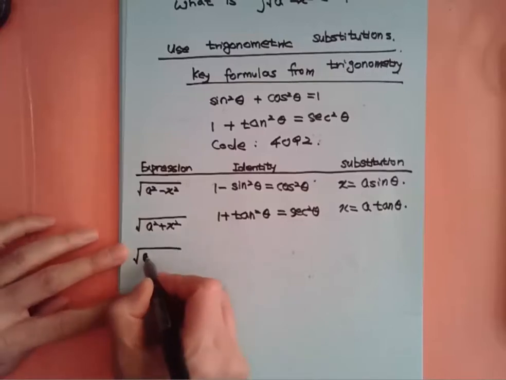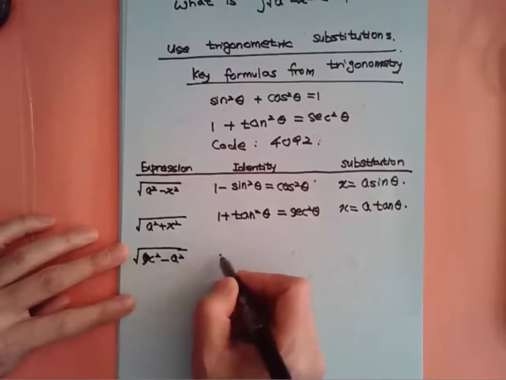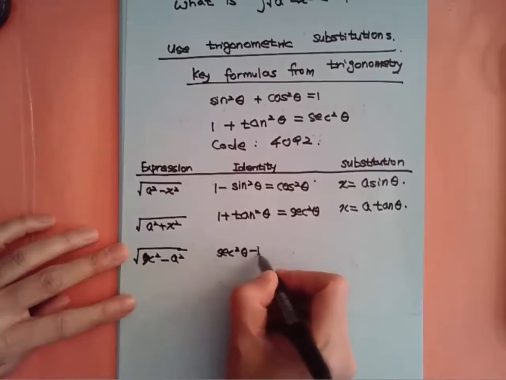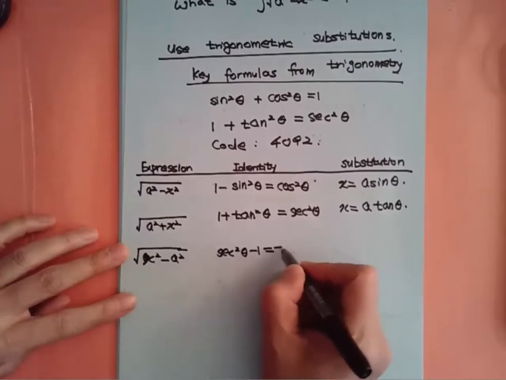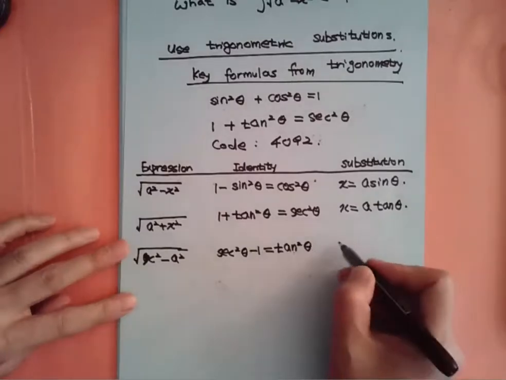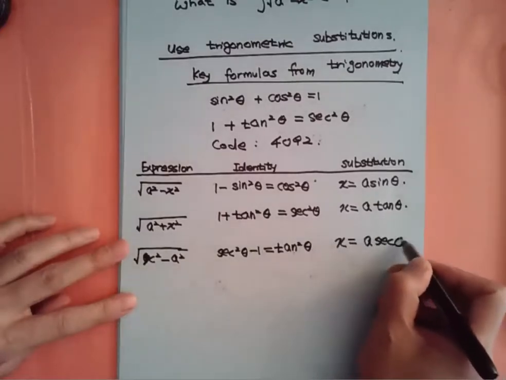The next one is x squared minus a squared. Then the identity we will use will be secant squared theta minus 1 equals tangent squared of theta. So x equals a secant of theta.